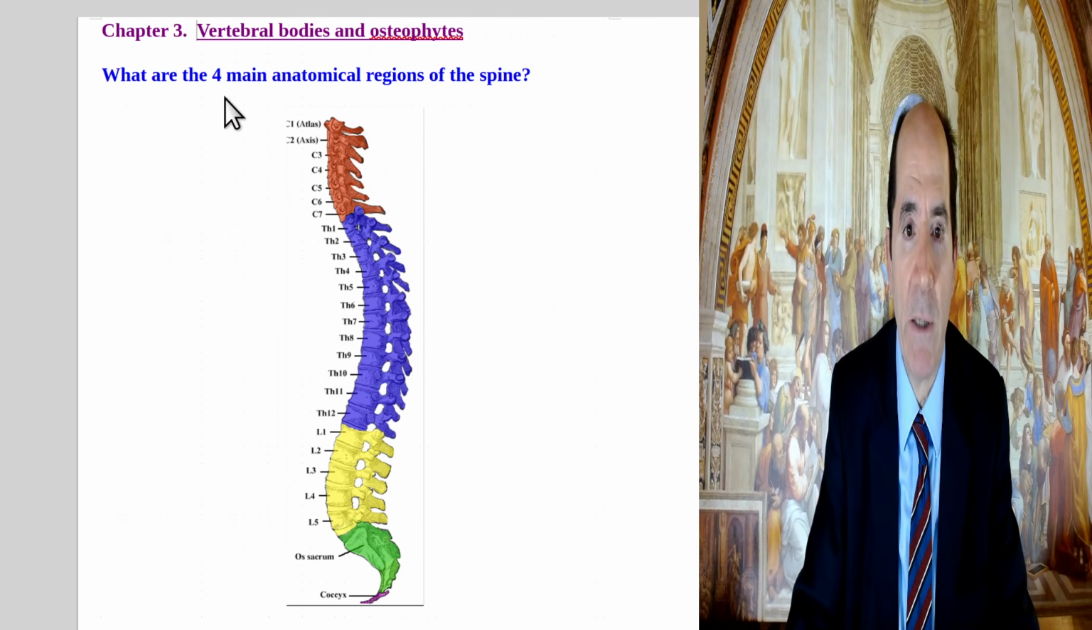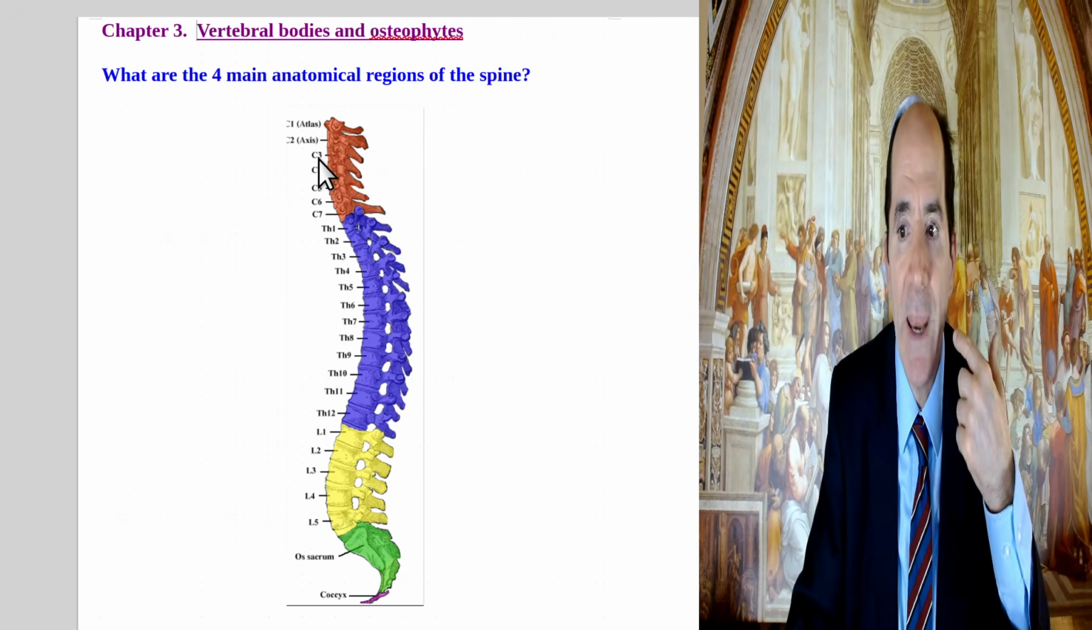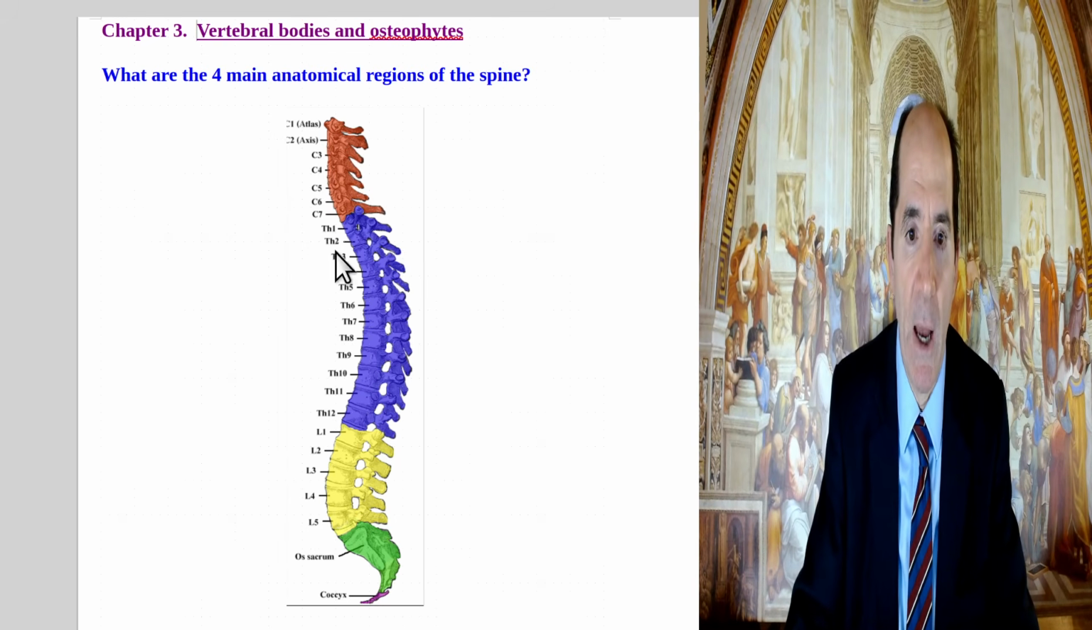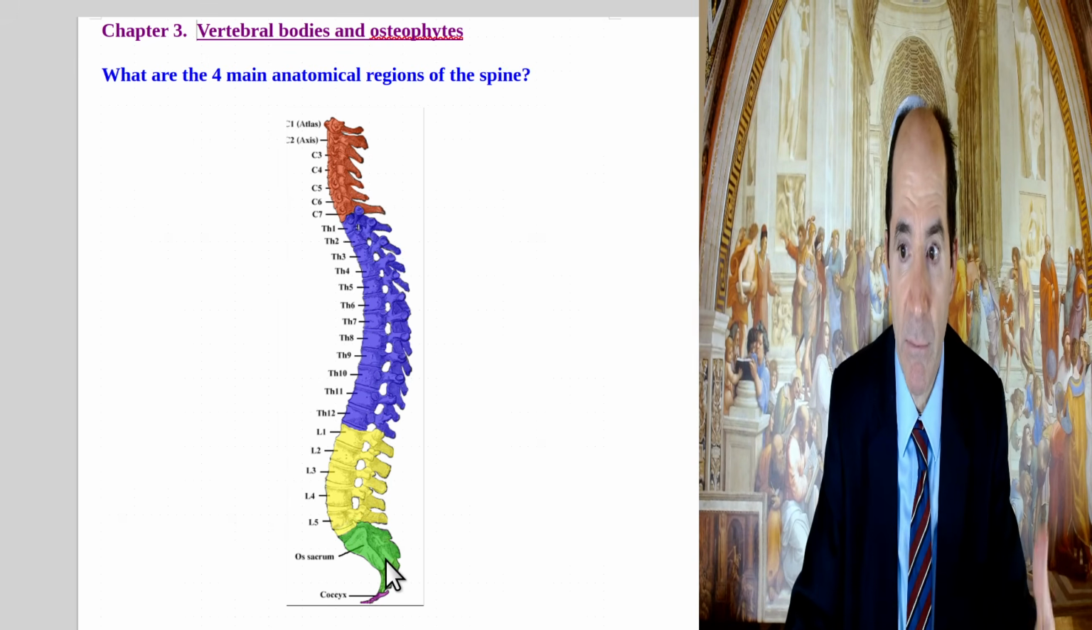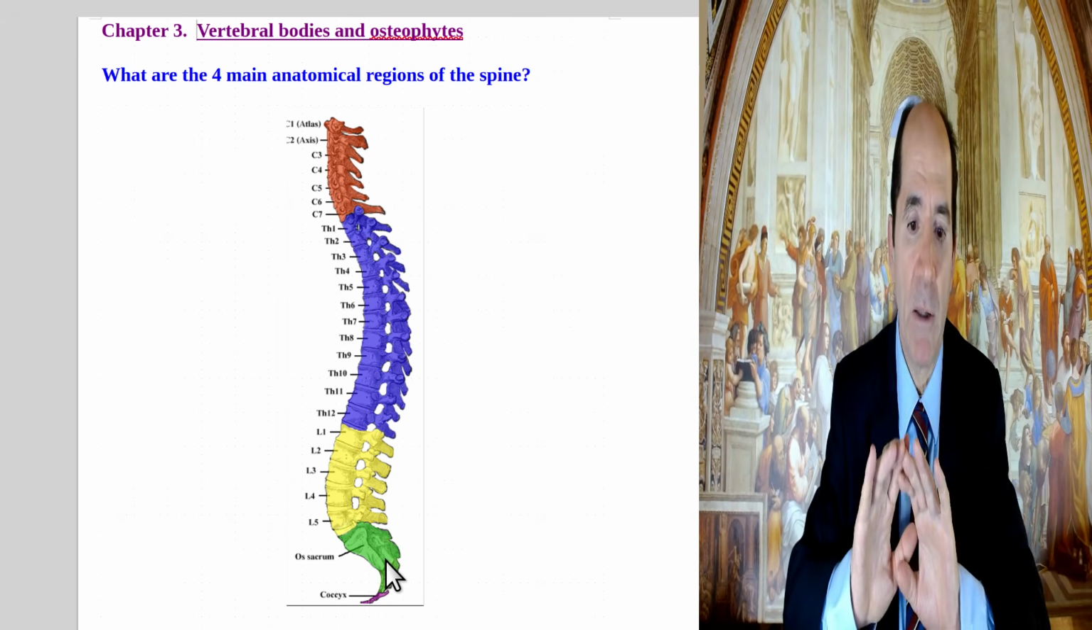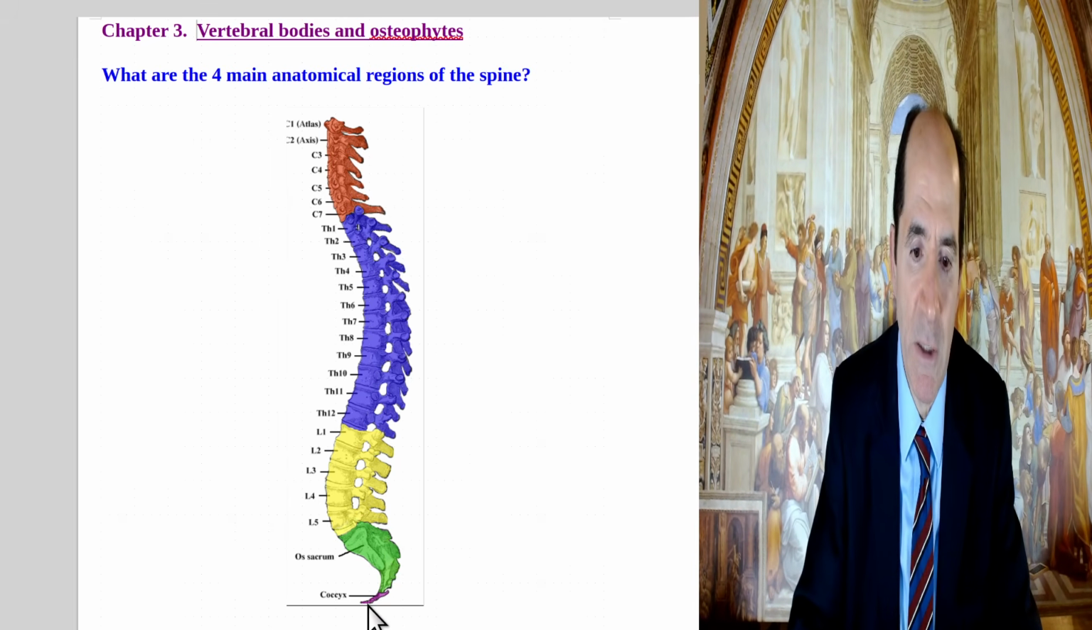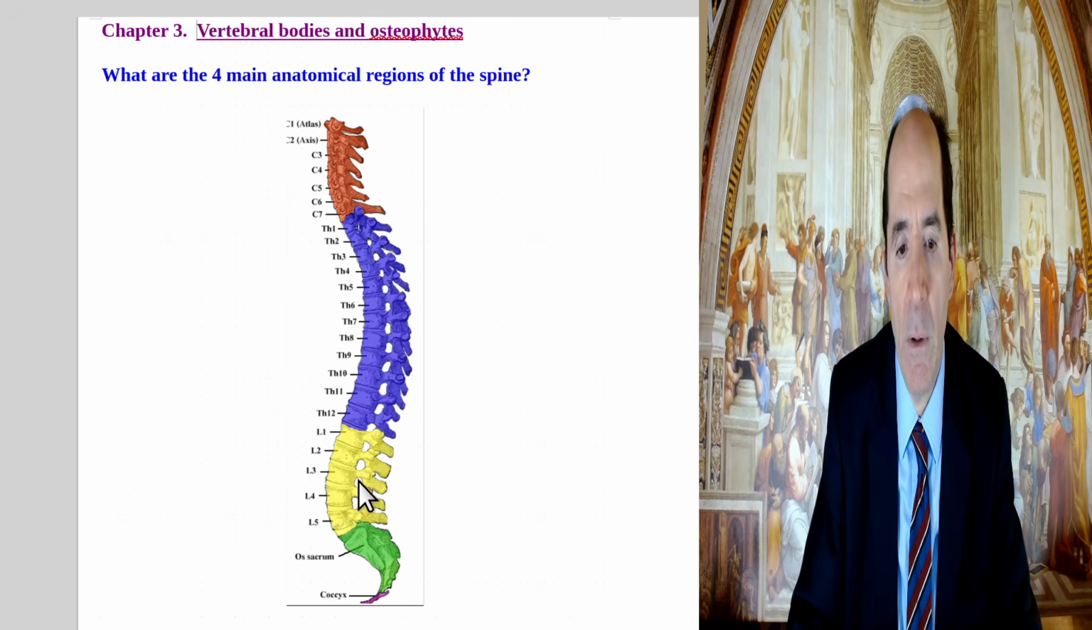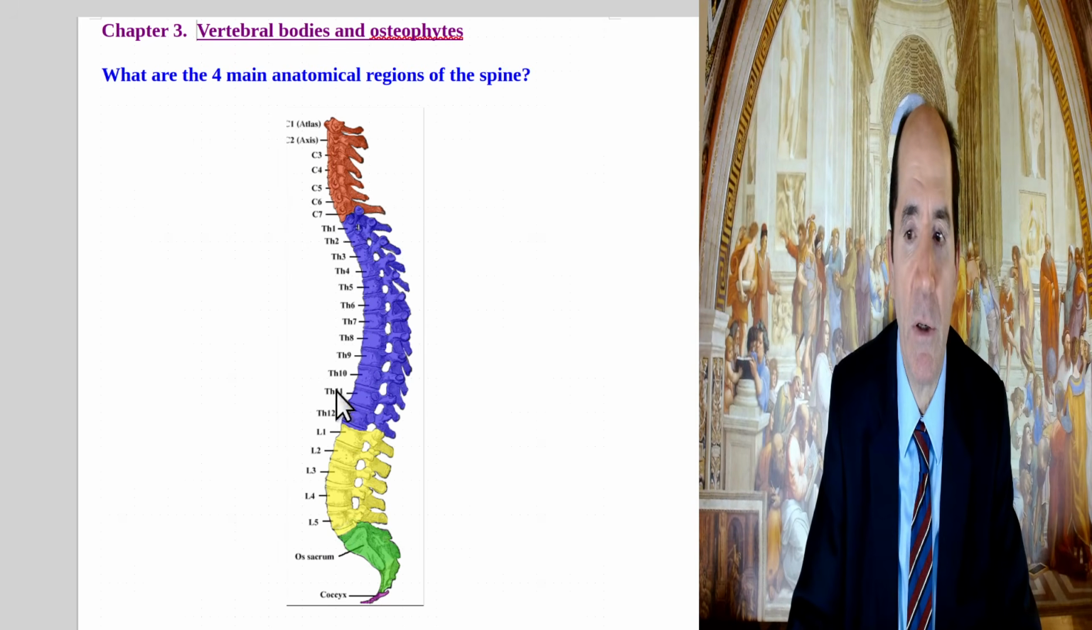What are the 4 main anatomical regions of the spine? The neck is called the cervical region, cervical spine. The upper back, also called dorsal spine, most commonly thoracic spine. The lower back is called the lumbar spine. And then down here, the part of the spine that forms the sacrum, the back of the pelvis, that's called the sacrum, and the tip of it is called the coccyx. Okay. There's 5 lumbar vertebral bodies. That ends up being useful. You need to know that. If you're going to work in this area, you need to know there's 7 cervical vertebral bodies.